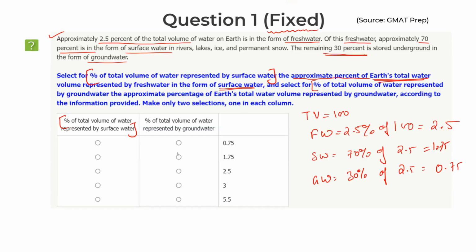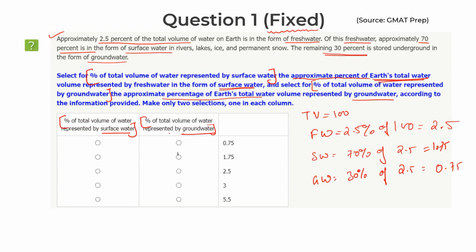For the percentage of total volume represented by groundwater, that is the second column, I need to select the approximate percentage of earth's total water that is in the form of groundwater. So in the first column, I select how much of the earth's total water is surface water, and in the second column, how much is groundwater. This is what I need to mark in both these columns.